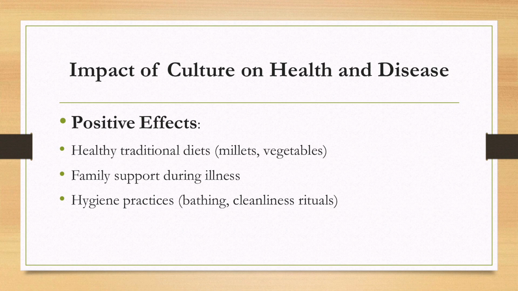First one is healthy traditional diets, under the positive effects. So, healthy traditional diet means traditional food habits in many cultures provide balanced nutrition and help to maintain good health. These diets usually include fresh vegetables, fruits, whole grains, natural spices and herbs and homemade food. So, traditional foods are often healthier than processed or junk food. For example, Indian traditional diets include ragi, rice, millets, pulses, vegetables, curds and spices like turmeric and ginger.